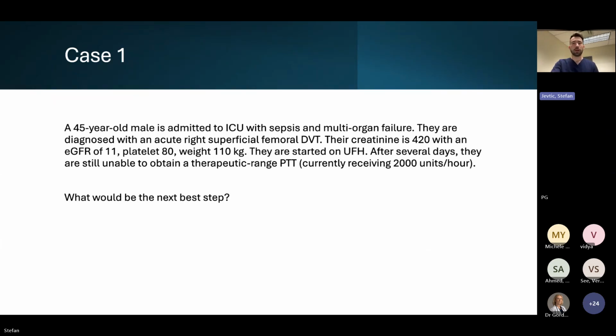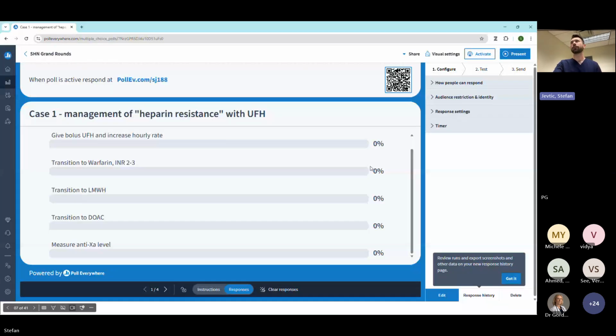He's initially started on unfractionated heparin because of the critical illness, but after several days, he still has not been in a therapeutic range for the PTT, and he's receiving about 2,000 units per hour. So the question is, what would be the next best step?